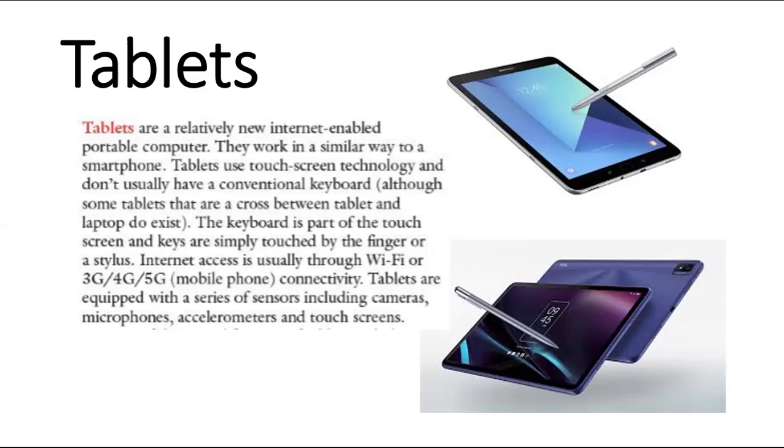The keyboard is a part of the touch screen, and keys are simply touched by the finger or a stylus. You know that the stylus is a pen-shaped device connected to the tab, and we can easily write something on the screen in our own handwriting. Internet access is usually through Wi-Fi or 3G, 4G and 5G mobile connectivity.